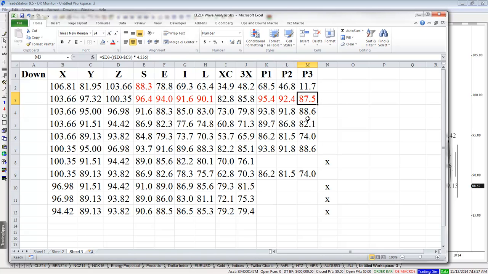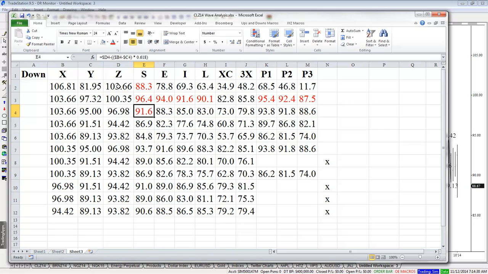In fact, this one here, this 87.50, is right in line with the 87.22 plus or minus our 35-cent tolerance. So if I look at 87.22 plus 35 cents, that's going to be right around this 87.50 level, meaning that this wave, 103.66, 97.32, 100.35, met its P3 projection at 87.22. So that gives us a little bit of a clue as we move forward. So we'll continue to go through here and mark out anything that's less than 87.22.